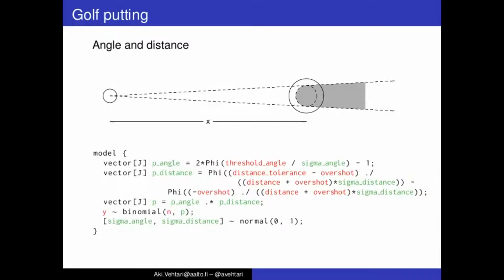jump over the hole. And you can see here the Stan language for the extended model, where we have separately the probability that the ball goes to the hole based on error in angle or error in distance, and then assuming that these errors are independent from each other, we get the total probability just by multiplying p angle and p distance. And then use again the binomial model to say that we assume that the number of successful putts is binomially distributed given n and this p. And in this case we also have a normal(0, 1) prior put on sigma angle and sigma distance to improve identifiability.